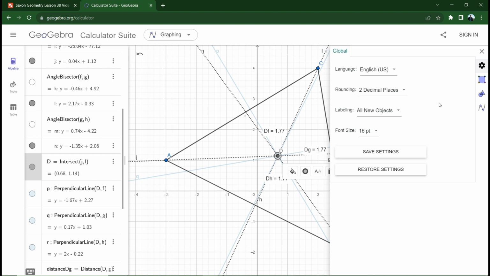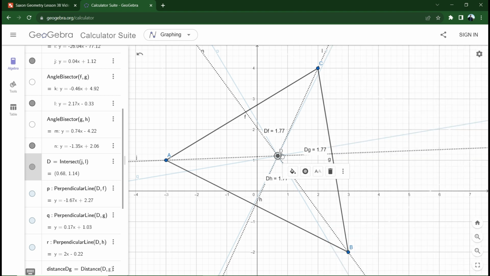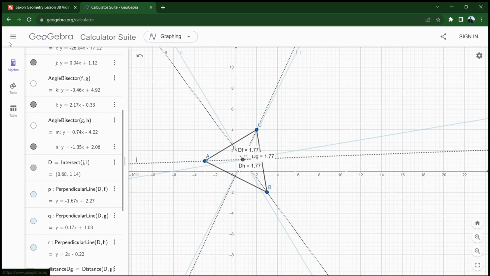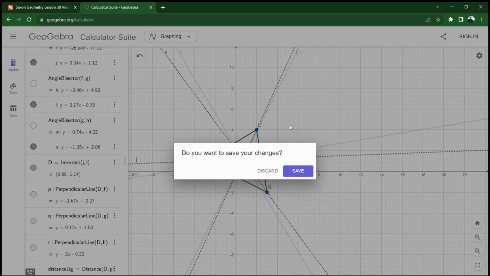And that makes it a lot easier to look at the numbers that you have on your screen or over here. So see that I've got this point D that is 0.68, 1.14. That's my incenter for this triangle. And we're just going to remember that for when I work the example problems a bit later. I'm going to clear my work with the incenter because we don't really need this anymore.